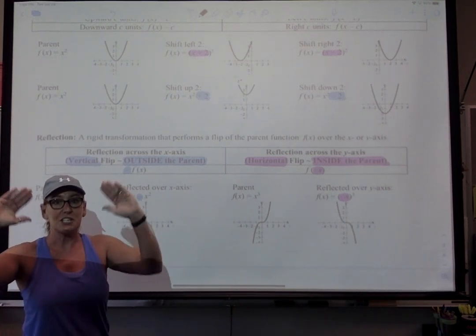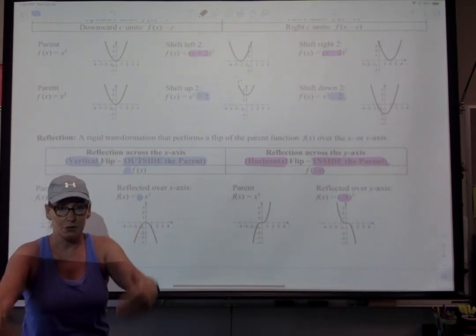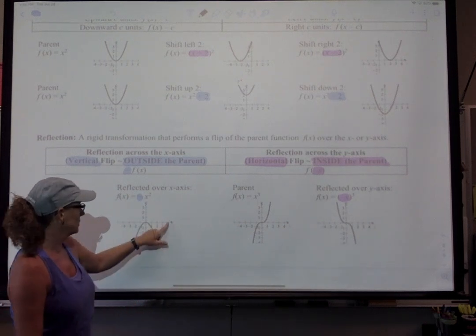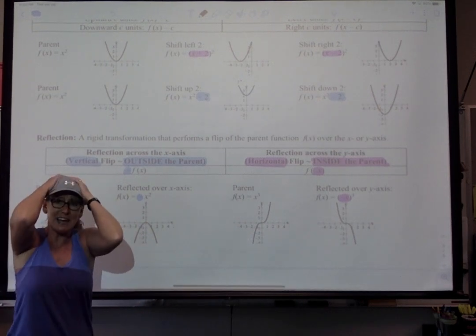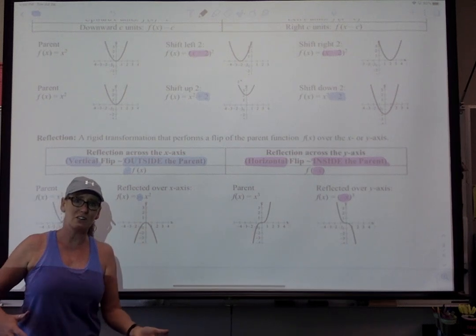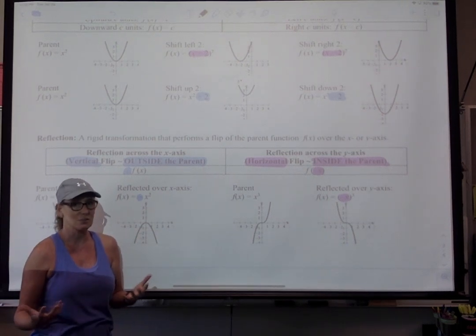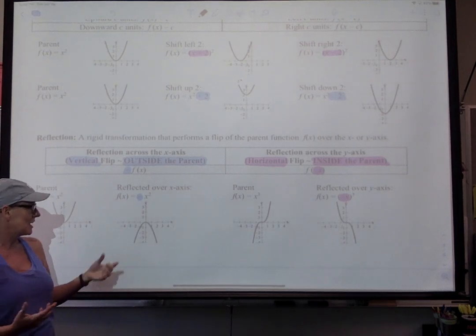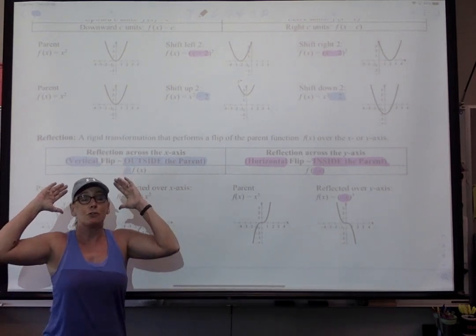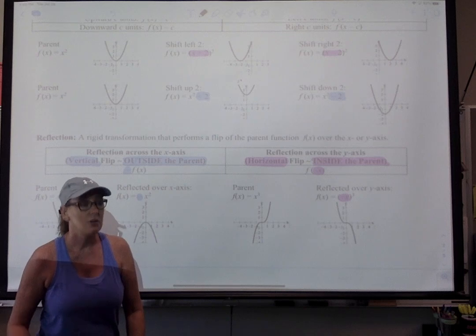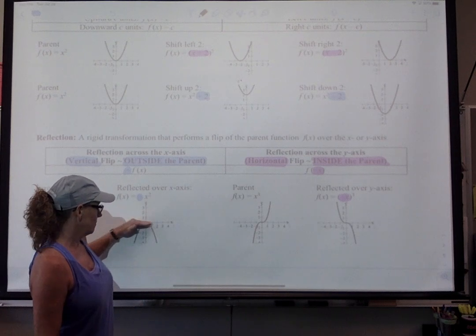reflection. Now, which axis am I flipping over? Flipping over the x. Some of you are like, oh, but that can't be because x is the horizontal axis. I didn't say what the axis was, horizontal or vertical axis. I'm talking about a vertical flip. Flips over the x-axis.